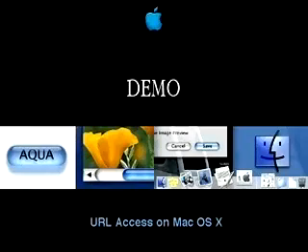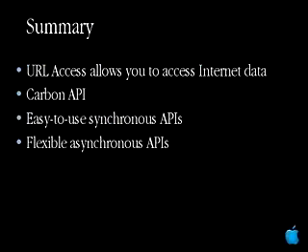So to summarize, URL Access is the API to use if you want to get data off the internet. It's a Carbon API. It's available to you on 9 and 10. It's very easy to use, synchronous APIs, single call to do a download or upload. And we also have flexible async APIs if you need them.